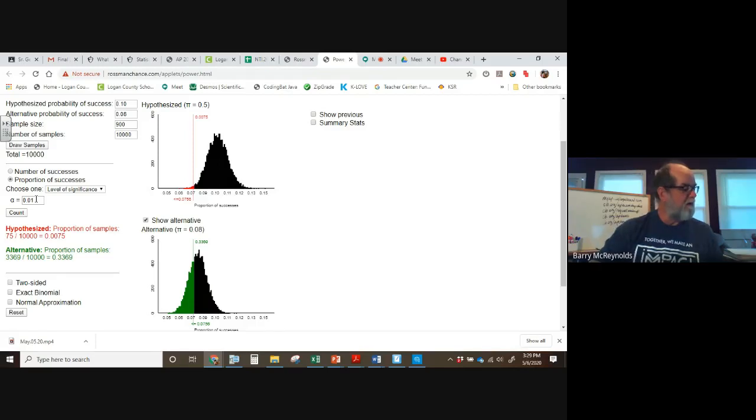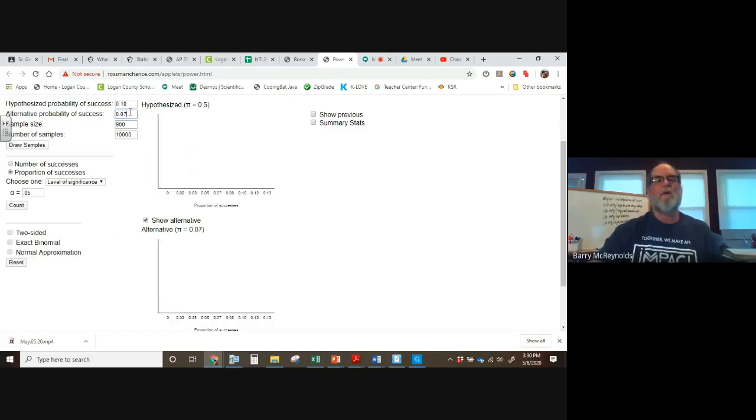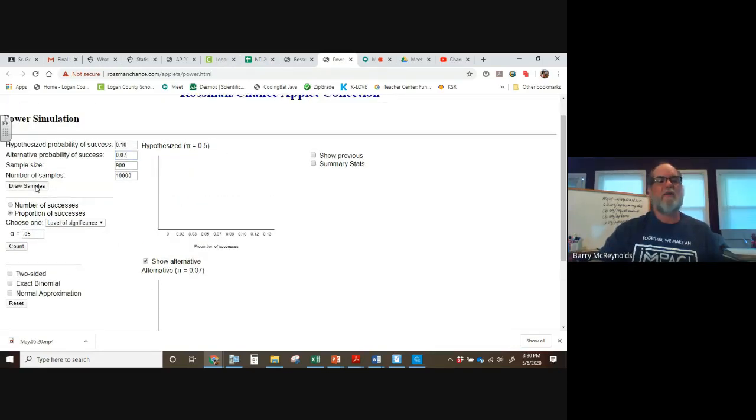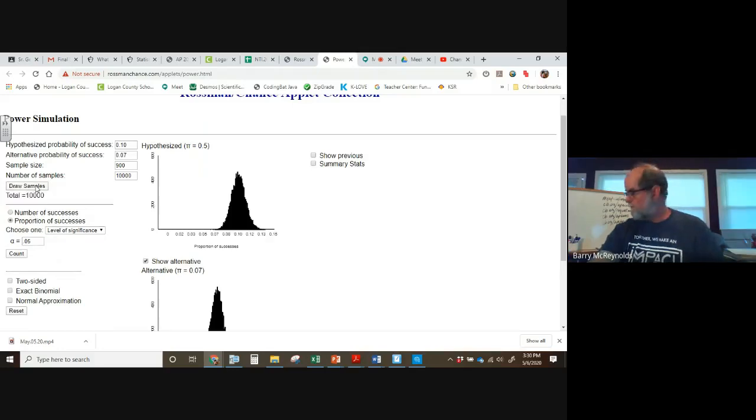And then part D of that question, if you shift your interest from the alternative to 0.07 with no other changes, and I guess no other changes means go back to the original 0.05, and we want to change this to 0.07. So we have to redraw our samples.